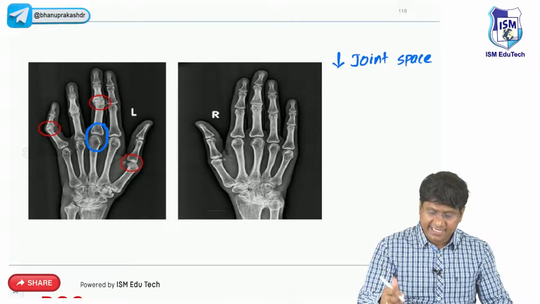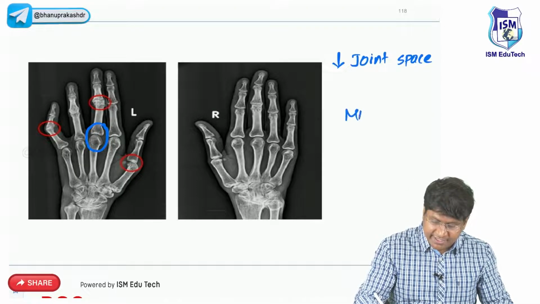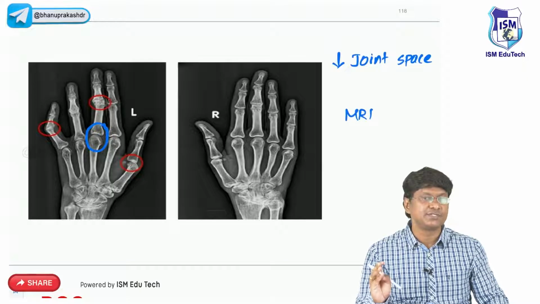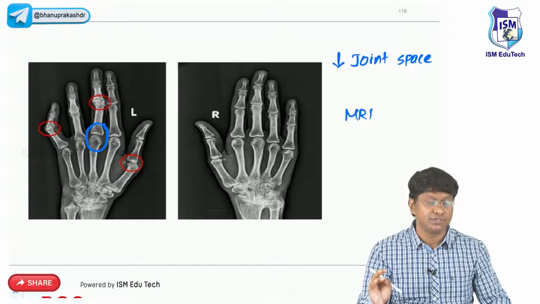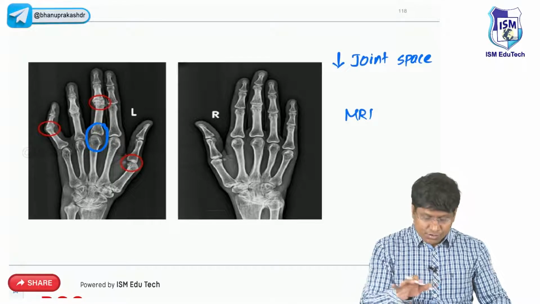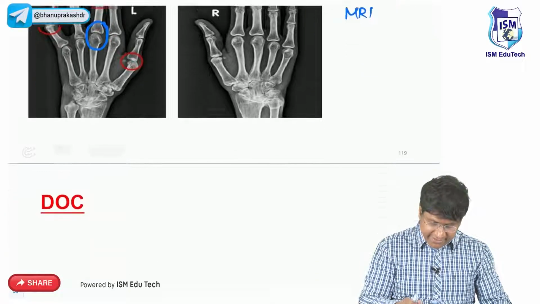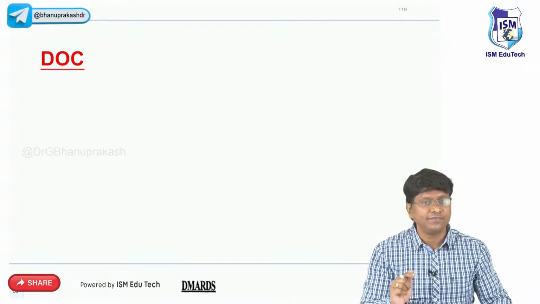Okay, right? And next important investigation is the MRI. The MRI will show you the presence of synovitis or joint effusion or marrow edema. So this is about the investigations in case of rheumatoid arthritis.